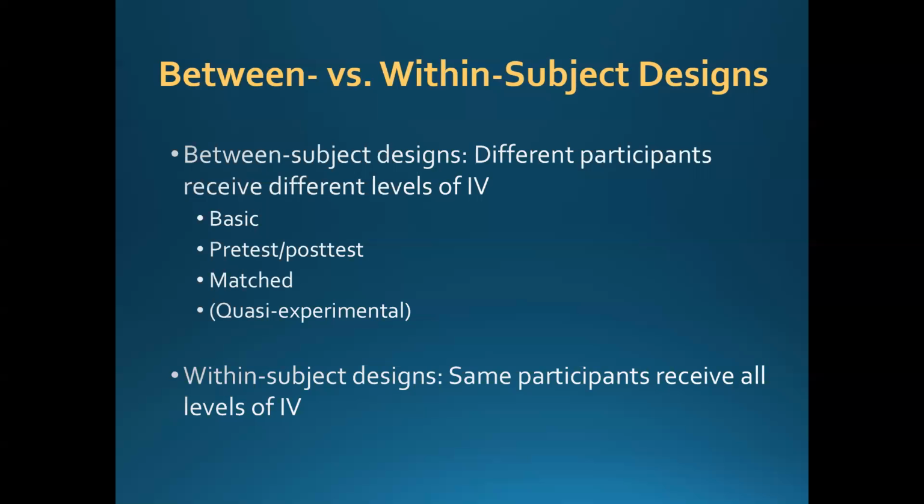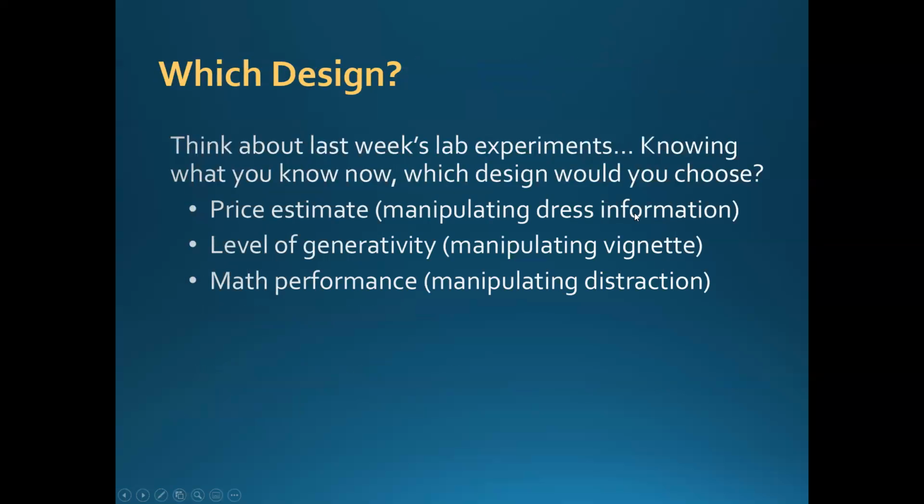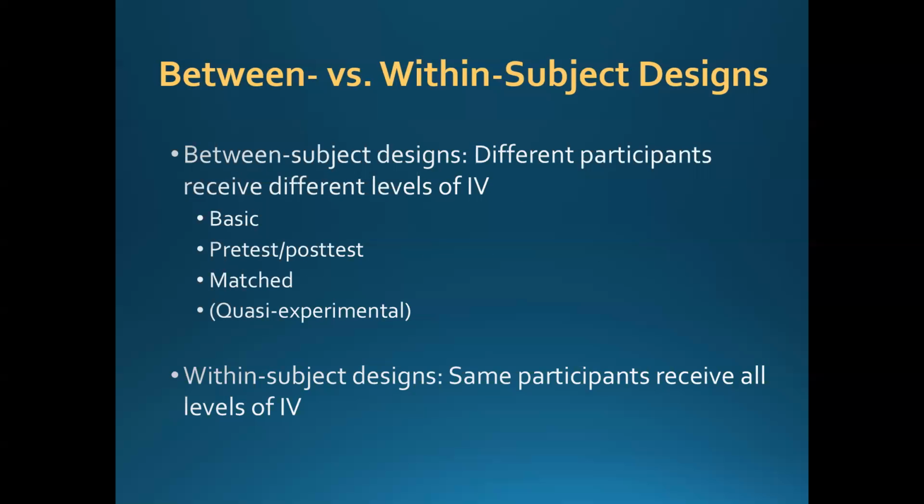One of the decisions that you're going to have to make for your own experimental design is what you want to do. Actually, we'll go to the next slide. So we talked about this last time, so I'm just going to briefly go over this. But think back to last week's experiments. Knowing what you know now, would you choose a different design? So think about the price estimate one, the dress one. Do you think how we did it is the best way to do it, or would you do one of these? Would you change the study in some way and do one of these designs? Does anyone have any ideas?